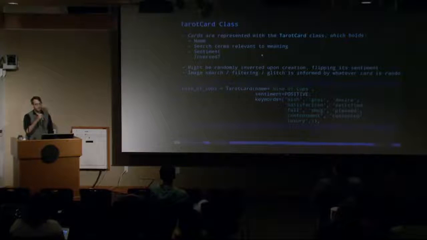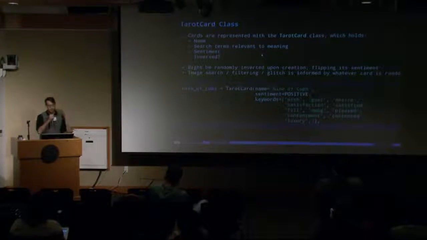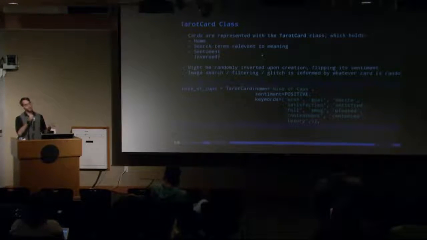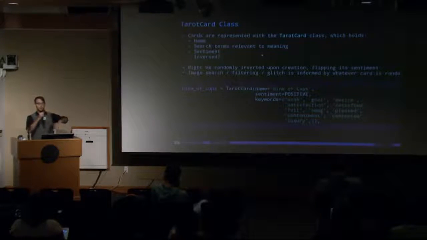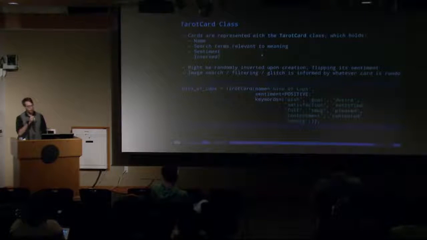And the class also, when you create an instance of a tarot card, it might get inverted. So there's a concept with tarot cards. Usually when you're using tarot cards, you do what's called a spread. So you lay cards out in a certain pattern, and the placement of cards in that pattern is meaningful. Sometimes cards end up upside down. That's an inverted card. It kind of flips the meaning of that card. So when you instantiate this class, there's a random chance that it might come out inverted.